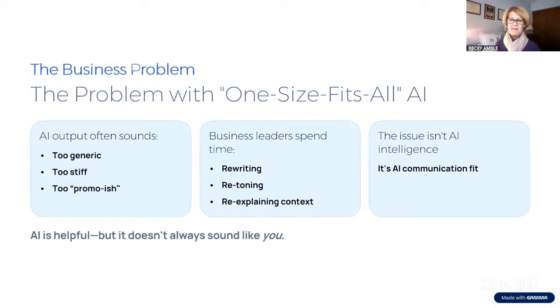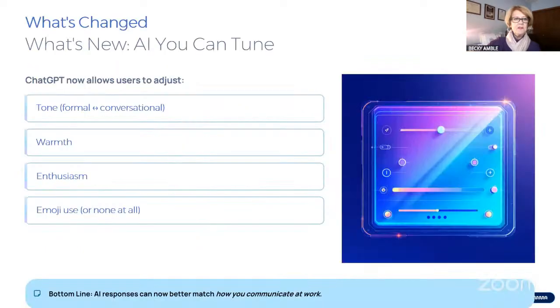So sometimes, even though AI is helpful, it might not sound like me, might not sound like you. And of course, you could do a custom GPT. There's other things you could do as well. So what has changed, what is new, which is really kind of fun, is that AI can now be tuned to you. ChatGPT users, as you can see, can adjust the tone. There's a setting for that. You can change your warmth, your enthusiasm, your emojis or no emojis, anything like that. Basically, you want your AI responses to better match you and how you communicate at work. Let's take a look.